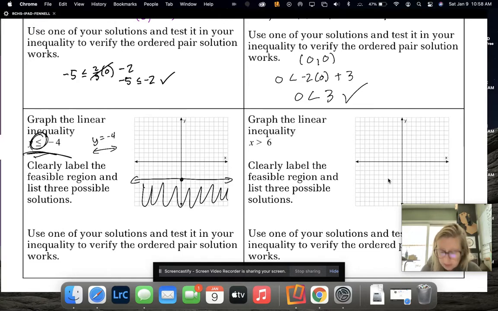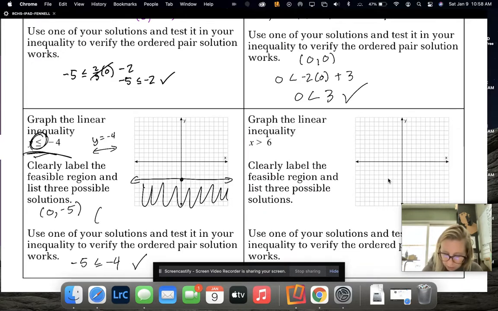In this case, y is less than, so I expect to shade down here. I'm just going to test an easy point like (0, -5). So let's test it. -5 is less than or equal to -4. We don't even have an x to plug in, so we don't need that 0 at all. And that is, in fact, true.